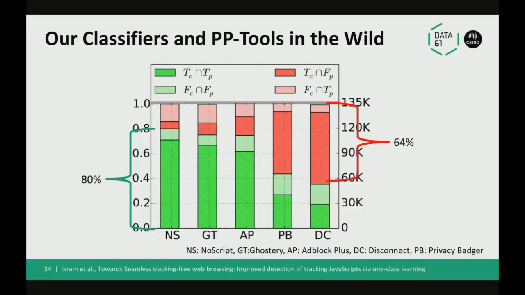So here is the plot. Here is the agreement and disagreement of our classifier with the privacy preserving tools. We can see that our tool has the highest agreement in terms of true positives with NoScript, and it has the highest disagreement with Disconnect and Privacy Badger in terms of false positives.